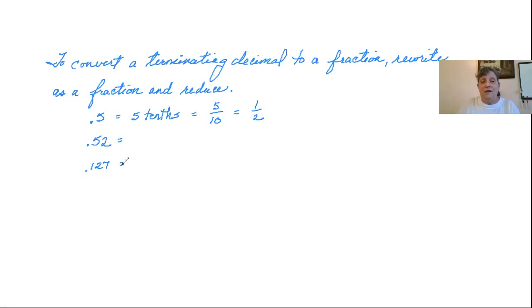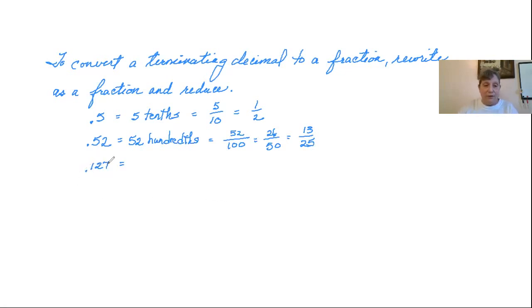If it was 0.52, that is the same thing as 52 hundredths. 2 decimal places, 100 with a TH, hundredths. So that's 52 over 100, which would reduce to, let's see, 26 over 50, which would be 13 over 25, and that's as far as that's going to go.